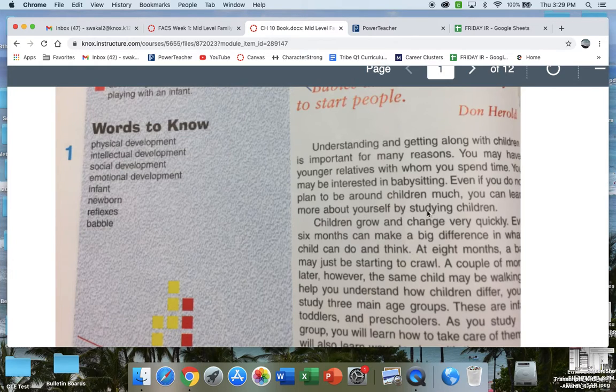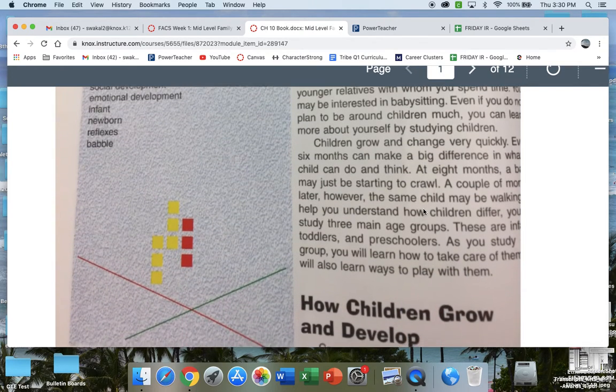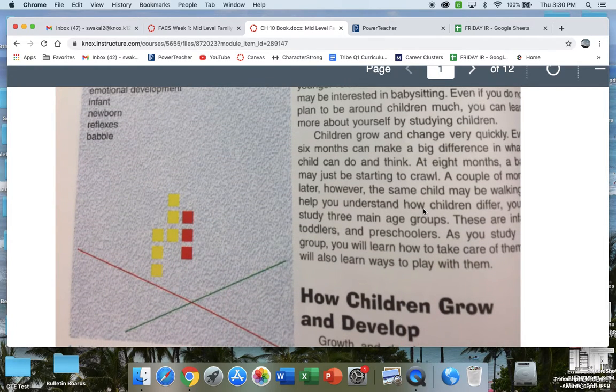You may be interested in babysitting, which is why I think it's important to teach 6th graders about infants, because that's when I started babysitting when I was younger. Even if you do not plan to be around children much, you can learn more about yourself by studying children. And I think it's important if you're in an emergency situation and you have to take care of a child, to learn more about them now and to understand that. I think that's very helpful.